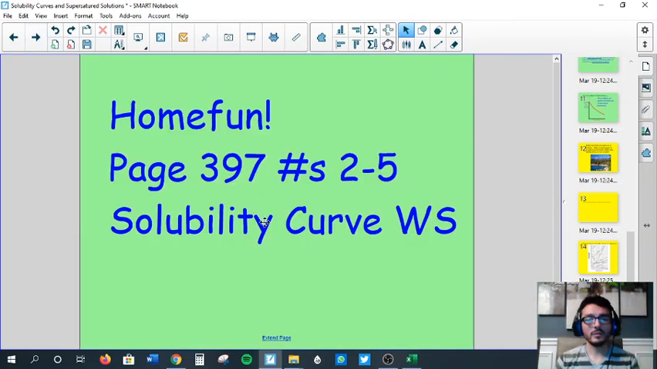And here is your work. You have two parts here. Something that is in your textbook, some great background in your textbook, and then a solubility curve worksheet as well that is also posted online.